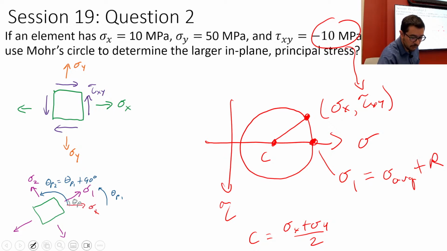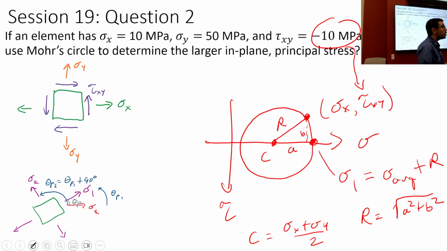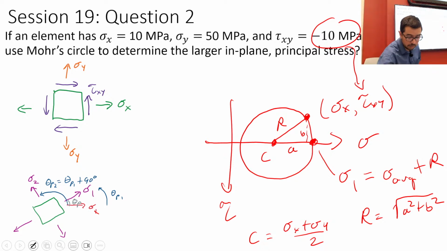How do you figure out R? Let's do it this way. What is A, B, C? R is just C in this case, so let's just use R. R is going to be equal to the square root of A squared plus B squared. And in this case, B is just tau xy. Okay, so that's how you go about doing that one.